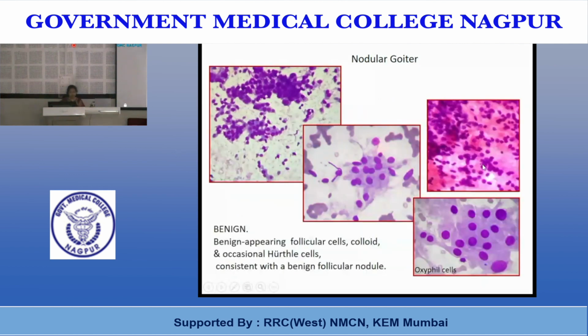A nodular goiter, you will have thick or thin colloid, and the follicular cells will be in sheets, loose clusters, singly scattered, and the cytoplasm being very fragile, sometimes it is totally stripped off and all you get is lots of bare nuclei in the background and a varying proportion of your Hurdle cells, and then you can put this as a benign follicular nodule.